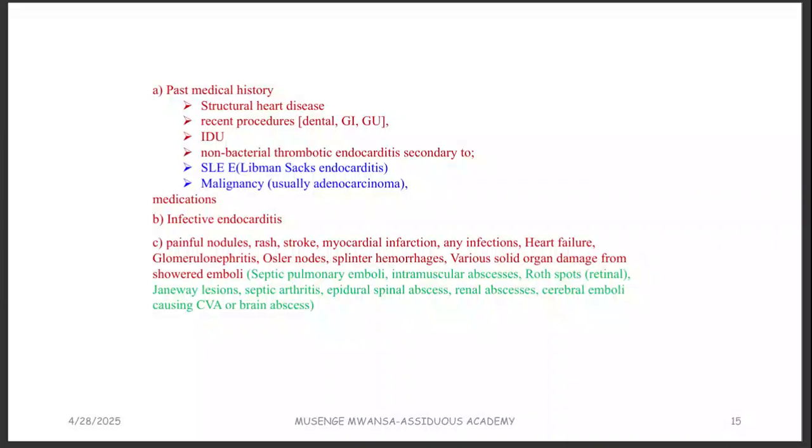So some things you can ask about in history is if they have got any structural heart disease, if they've had any recent dental procedure, are they IV drug users? Okay, if they've got non-bacterial thrombotic endocarditis, so you want to ask about features of systemic lupus erythematosus, and that's known as Libman-Sacks endocarditis. So, for example, if they've got oral ulcers, a malar rash, and other features. If they have got malignancy, especially adenocarcinomas, they've got cancers. Okay. Also want to ask about the drugs that they use. So our diagnosis here is infective endocarditis.